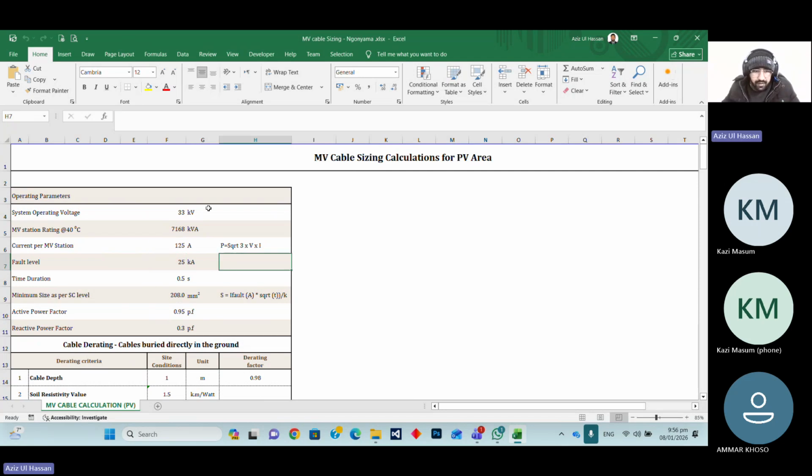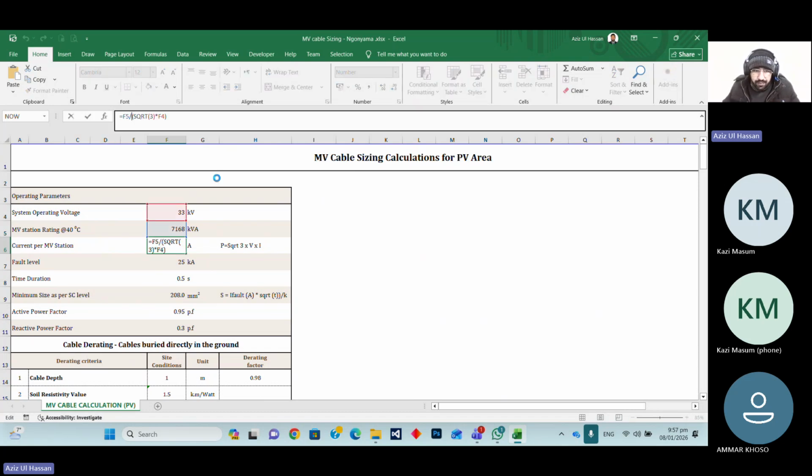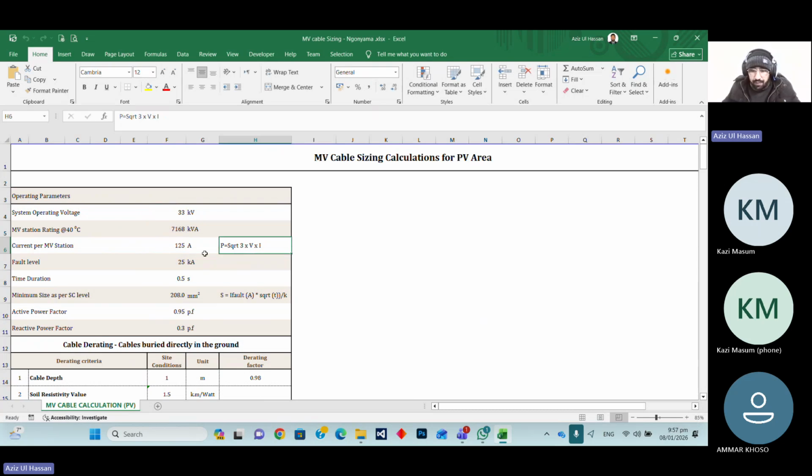So here I show you the system voltage operating, like 33 kV, and this is the transformer rating, because we have to consider the transformer rating for which we are sizing our cables. Our transformer size is 7168 kVA at 40-degree temperature. So we have to use 33 kV under square root. That is the maximum current at 40-degree temperature. That is basically the formula.